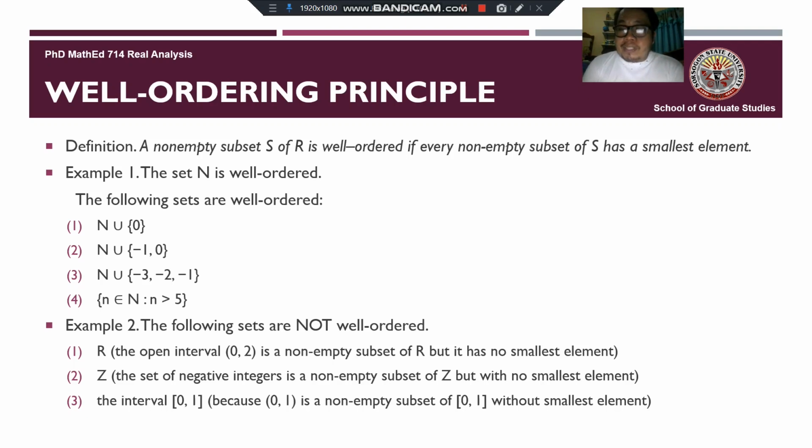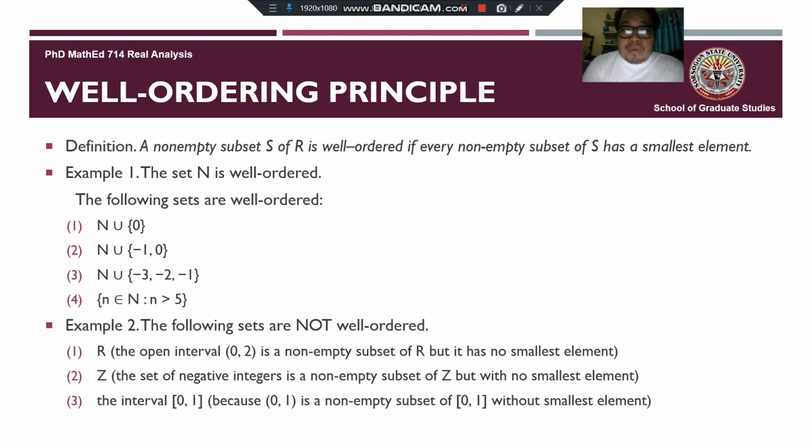Next, we have the following sets, which are also considered well ordered. But as you can see, those examples involve the set of natural numbers. So let's try to test if that will be union with other subsets or sets. Do you think it will affect whether it is well ordered or not? So let's have number 1. Although, as stated, these are well ordered sets.